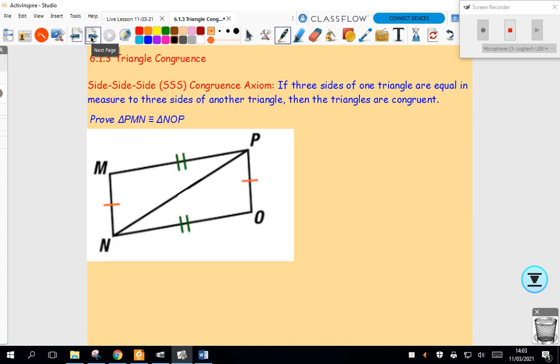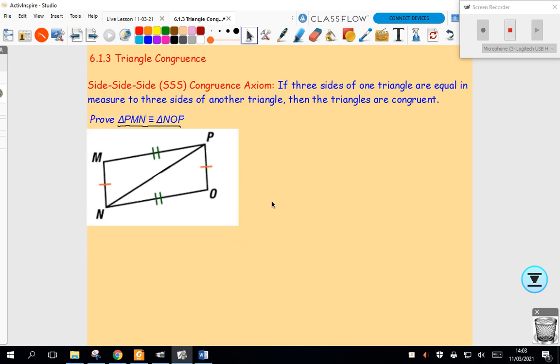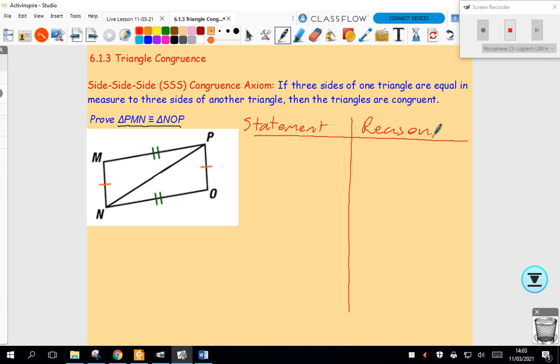So here I'm given a shape with vertices M, N, O, and P, and I'm asked to prove the triangle PMN is congruent to the triangle NOP. And I'm going to use what's called a 2-column proof. In a 2-column proof, we have 2 columns. In the left column, we write what's called a statement. And in the right-hand column, we write what's called a reason. So I'm going to prove that these 2 triangles are congruent using the side-side-side congruence axiom.